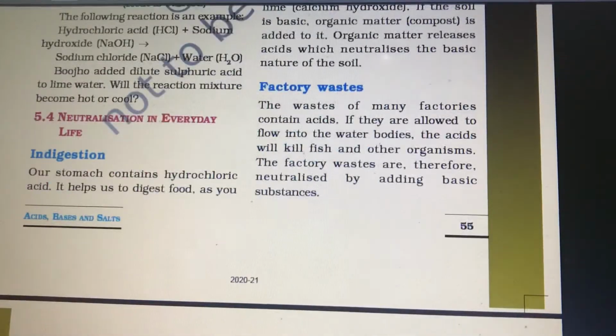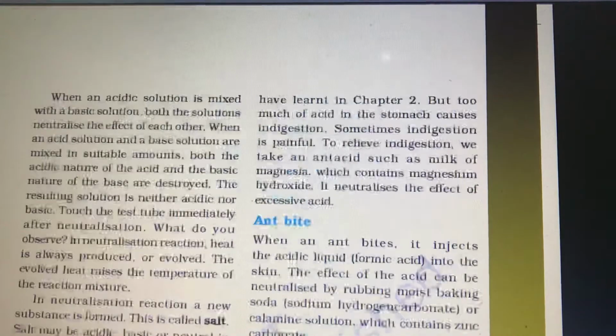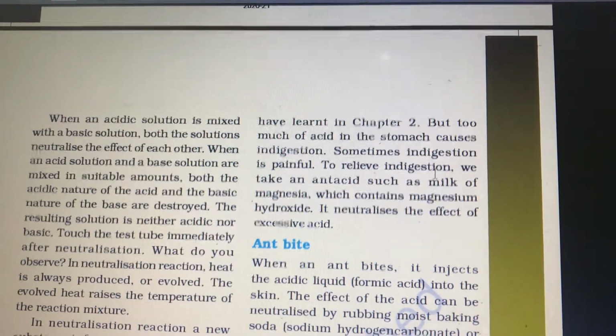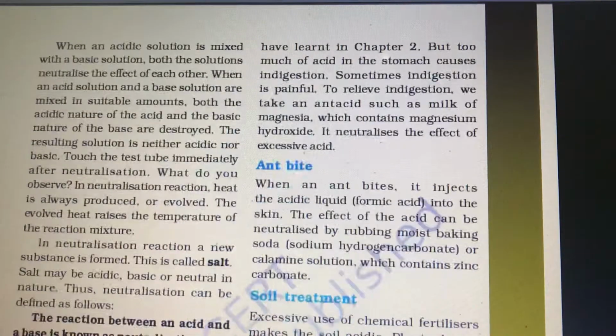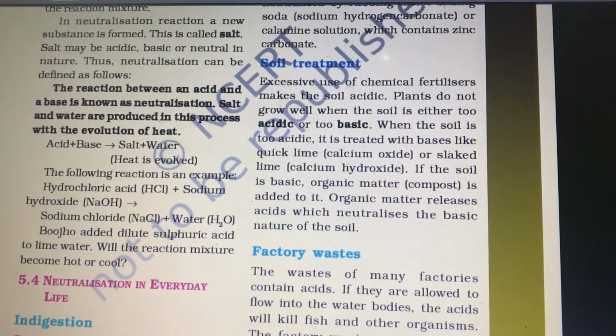Now let's talk about neutralization in everyday life. Indigestion. Whenever we eat too much spicy food, we feel acidity in our stomach. So what does your mother quickly give you? She gives you milk of magnesia that's there in your Eno or Gelusil. That will neutralize the effect of the acid. Next is the ant bite. Whenever an ant bites, it injects formic acid into the skin. The effect can be neutralized by rubbing baking soda or calamine solution. It contains zinc carbonate and it will neutralize the effect of the formic acid.